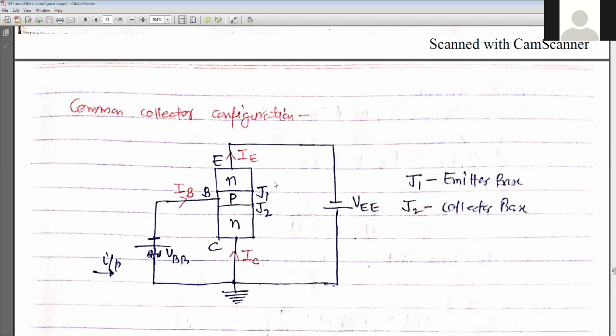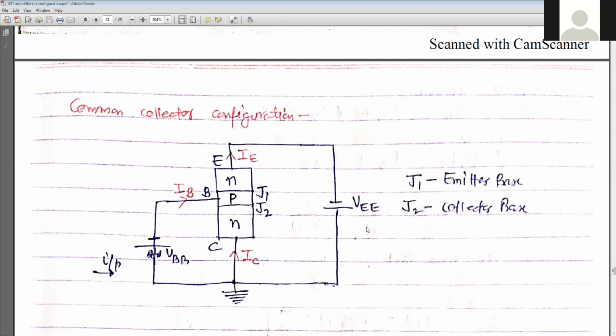There are two junctions. One is the emitter base junction, that is J1, and the other is the collector base junction, that is J2. So J1 is the emitter base, J2 is the collector base. There is one region called BC, base collector, and one called emitter collector, because the collector is common. And I told you already why I write VBB.